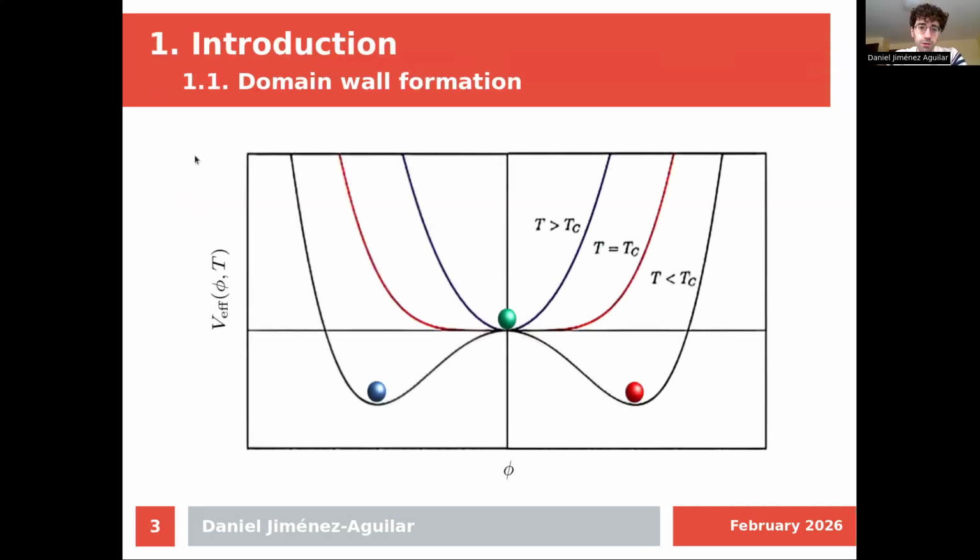Domain walls are topological defects that could have been produced in the early universe as a consequence of a phase transition. And the picture is the following. We have a real scalar field phi, which initially sits at the bottom of this quadratic potential, but as the universe expands and cools down, the effective potential develops two minima. Now, spontaneous symmetry breaking occurs in the sense that the field has to choose whether it falls to the negative vacuum or the positive vacuum.